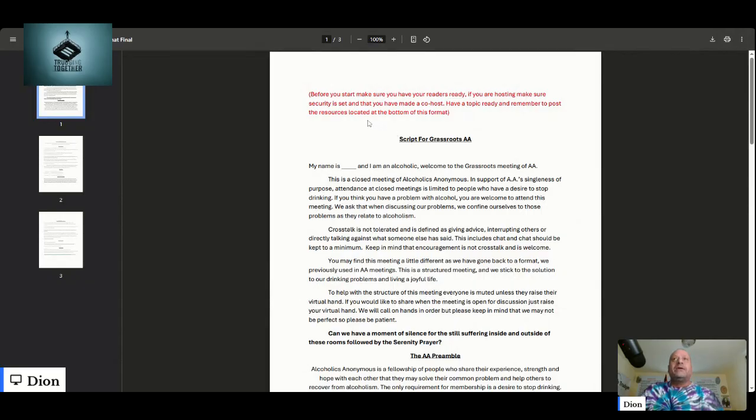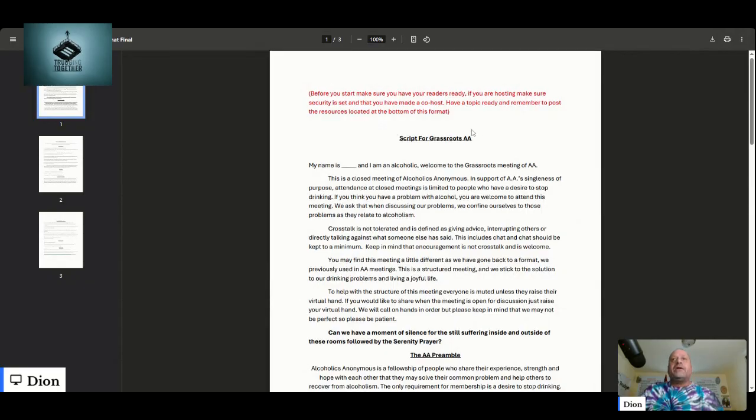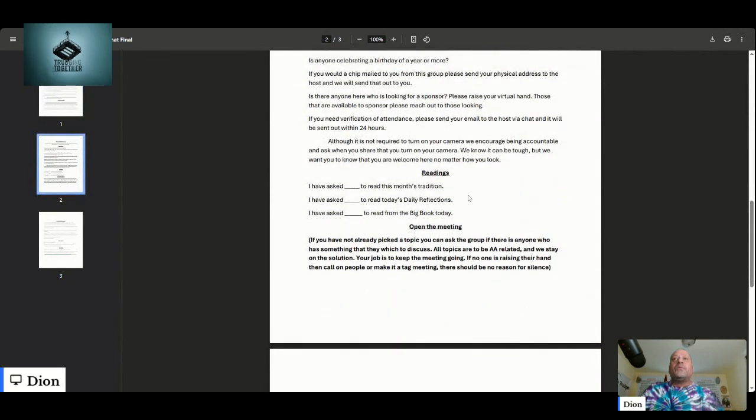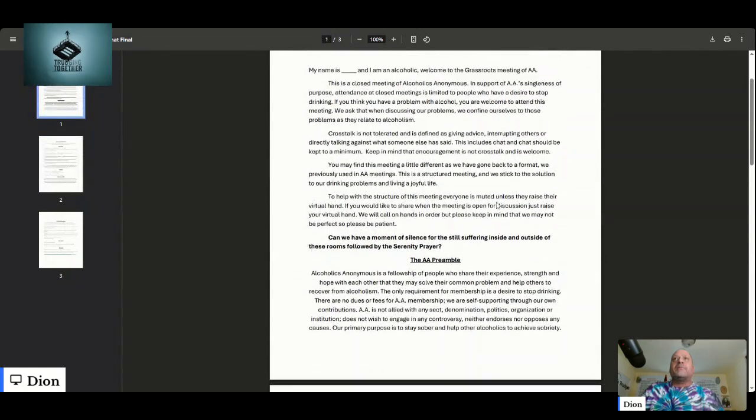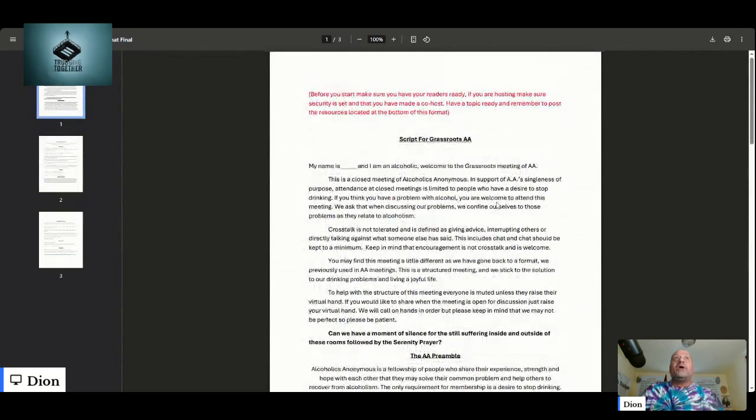Before you start, make sure you have your readers ready. The things that we read here, according to this, are the traditions, reflections, and Big Book. So you're going to want to find readers for this. We usually get started about 3, 4 minutes after the hour, as people tend to come in.